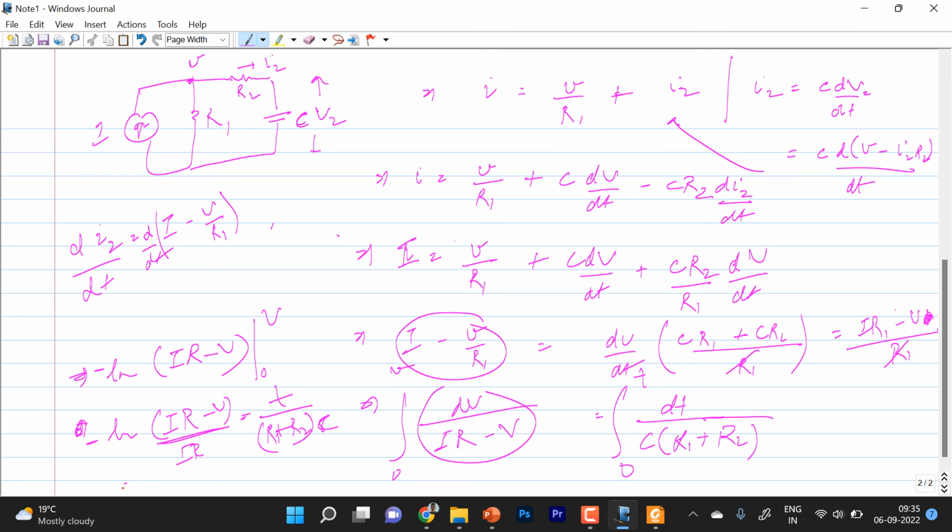You can write from here that the voltage is nothing but equal to IR1 minus e to the power minus t over R1 plus R2 into C, right? So you can see here that R1 plus R2 into C is the time constant for this particular circuit. And this is going to form the equation which is going to give you the solution of the question which was asked here.